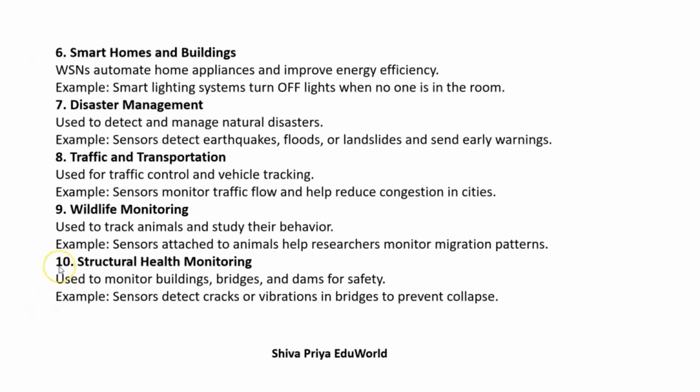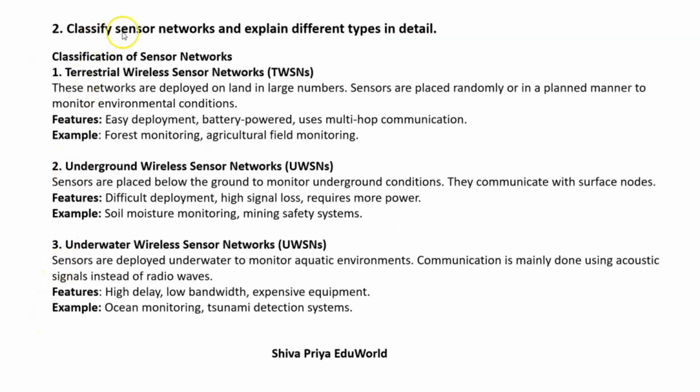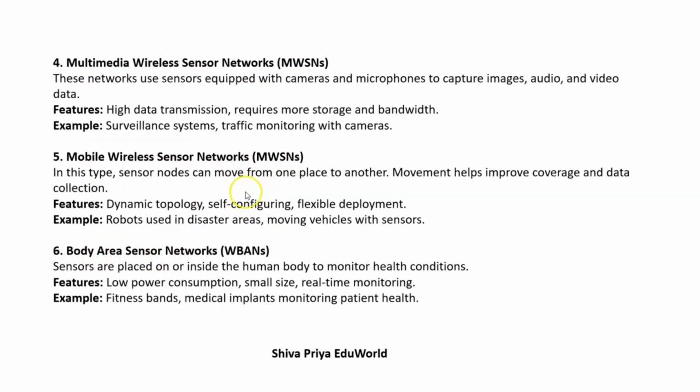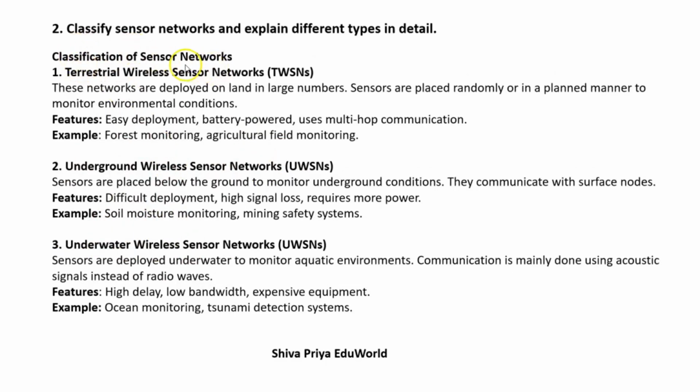And the next question is, classify sensor networks and explain different types in detail. Here we have terrestrial wireless sensor networks, underground wireless sensor networks, underwater wireless sensor networks, multimedia wireless sensor networks and body area sensor networks. These are all the types of sensor networks we use in our daily life. Here, terrestrial wireless sensor network means these networks are deployed on land in large numbers.